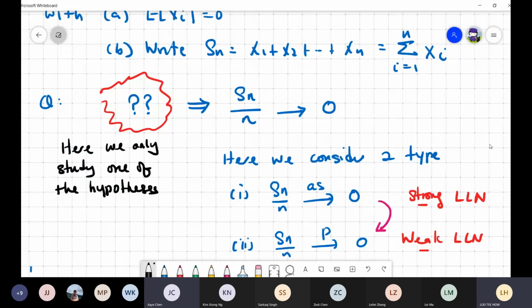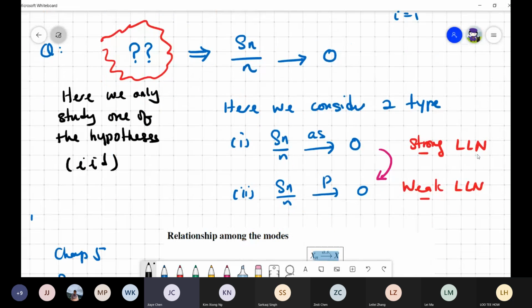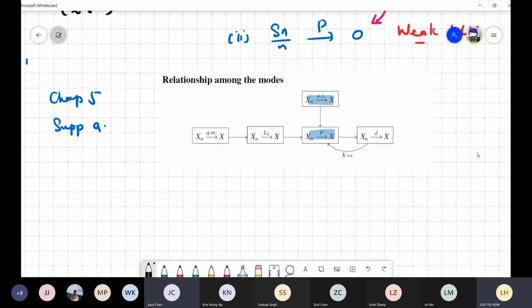That is, we look at the IID, independence and with identical distributions. So this is when all these random variables are independent and have the same distribution, then we can have this law of large numbers here. Right?